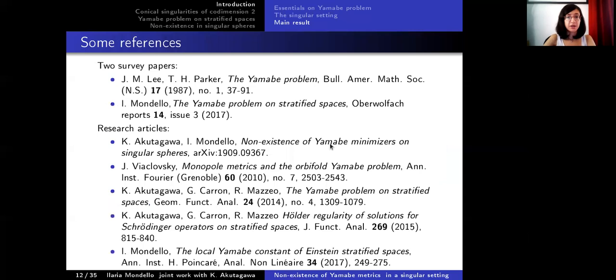So here are some references if you want to have some reading. The first 2 papers are survey papers. The first one is about the Yamabe problem on compact smooth manifolds, and there are a lot of references in it, so it's very nice. The second one is an Oberwolfach report about the Yamabe problem in the case of stratified spaces, and if you want something longer that better presents stratified spaces, you can find it in my PhD thesis. And those are all the research papers that we are going to cite in the rest of the talk, in particular Viaclovsky's result about non-existence, and all the previous results that led to the proof of our result with Kazuo Akutagawa.